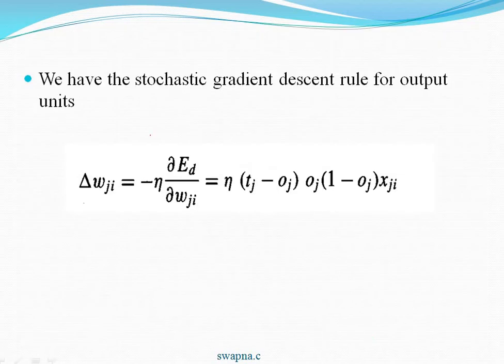Next, what is the change of weight? By the gradient descent rule, the change of weight is eta times the derivative of error with respect to w, the weights, the hypothesis parameters. We substitute that here, and this we get last. So we got this result for the output unit.